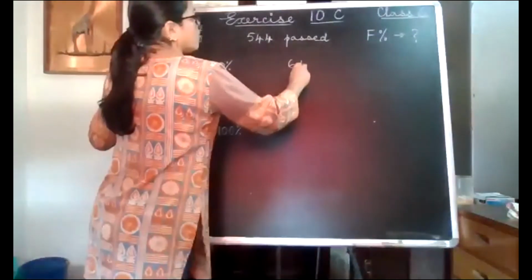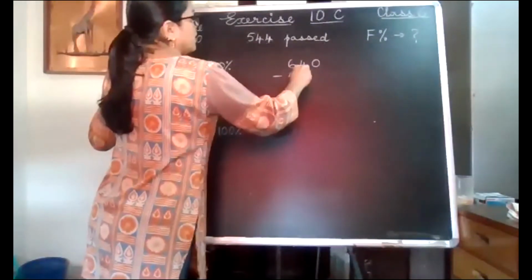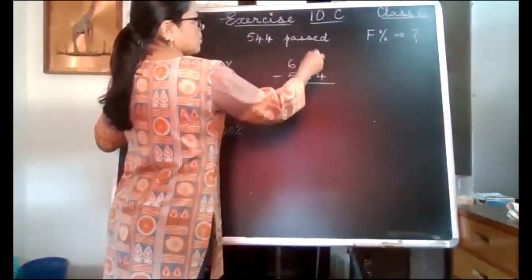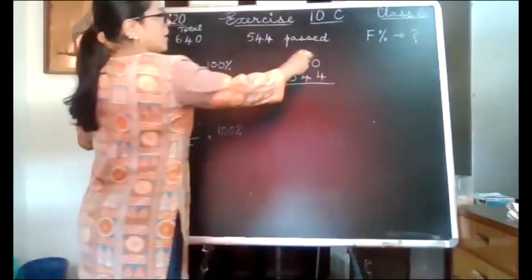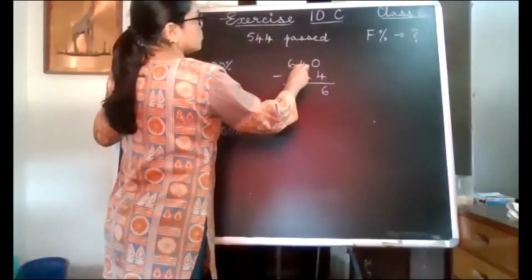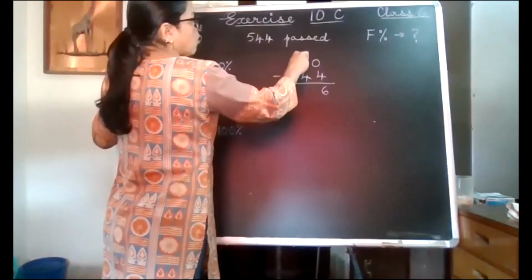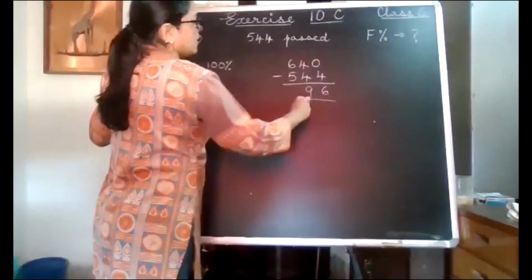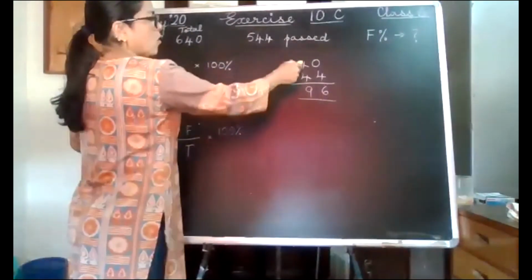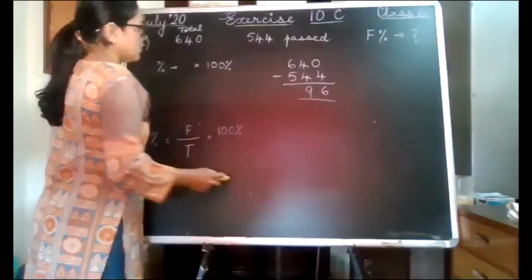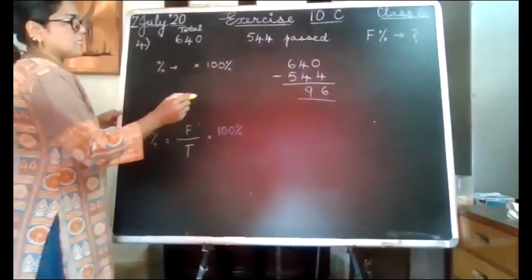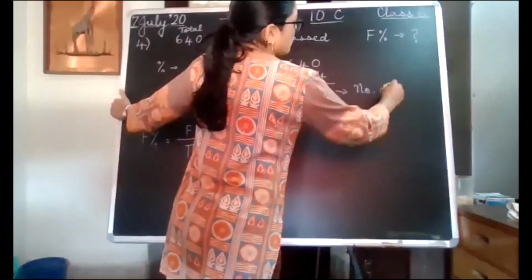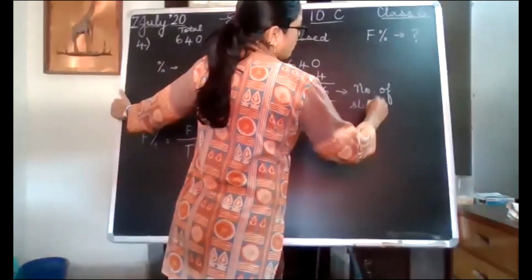So first of all, from 640, you minus 544. 0 minus 4 is not possible, so you borrow. 10 minus 4 becomes 6. Now this is 3, and you have to borrow 1 from here, so it becomes 13. 13 minus 4 is 9, so it becomes 96. This you had borrowed there, so it is 5. 5 minus 5 is 0. So what has it become? 96. And what is 96? 96 is the number of students who failed.